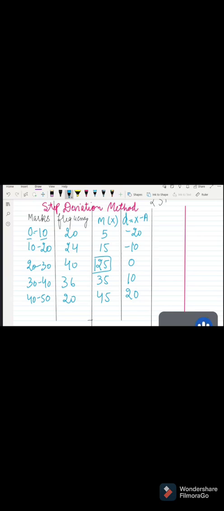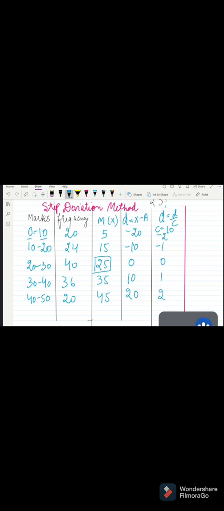Now step deviation, that is d dash. How to calculate d dash or step deviation? Whatever deviations you have found, divide them by 2, right? Or by the common factor, you can say, not 2. Here I take the common factor 10, because all the items go into the table of 10, right? So it is minus 2, minus 1, 0, 1 or 2.